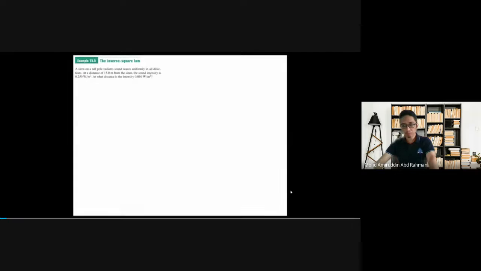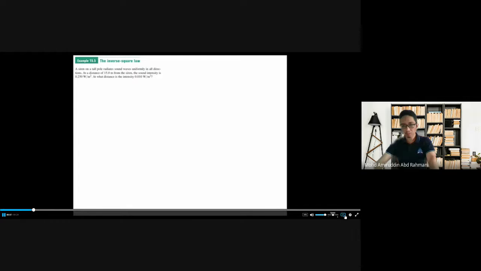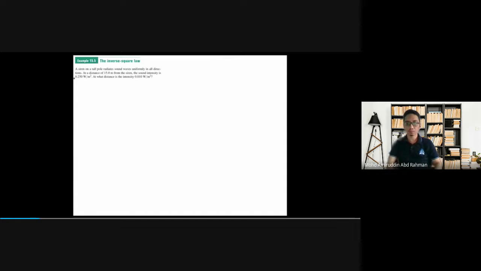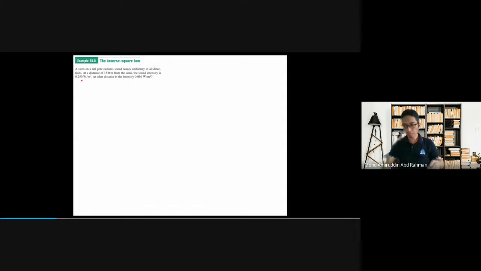Example 15.5. We're told a siren on a tall pole radiates sound waves uniformly in all directions. At a distance of 15 meters from the siren, the sound intensity is 0.25 watts per meter squared. We'd like to calculate at what distance the sound intensity has fallen to a value of 0.01 watts per meter squared.